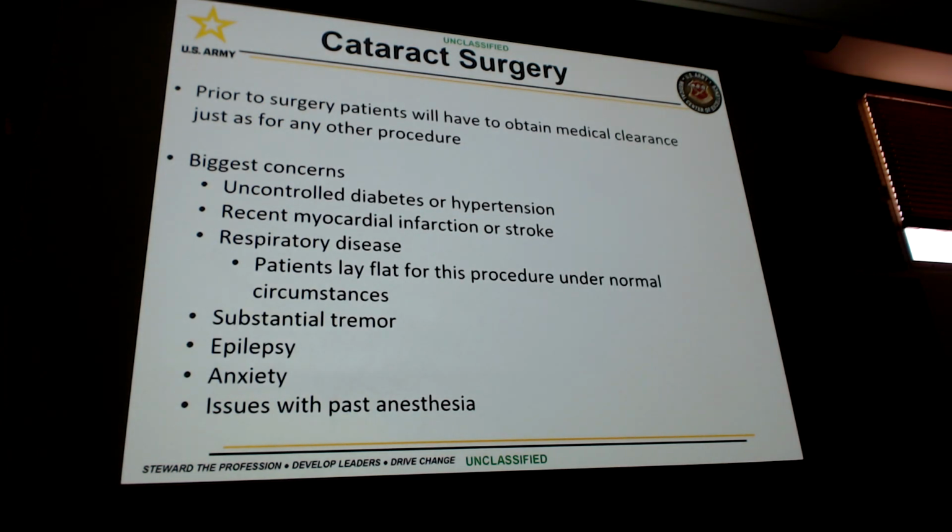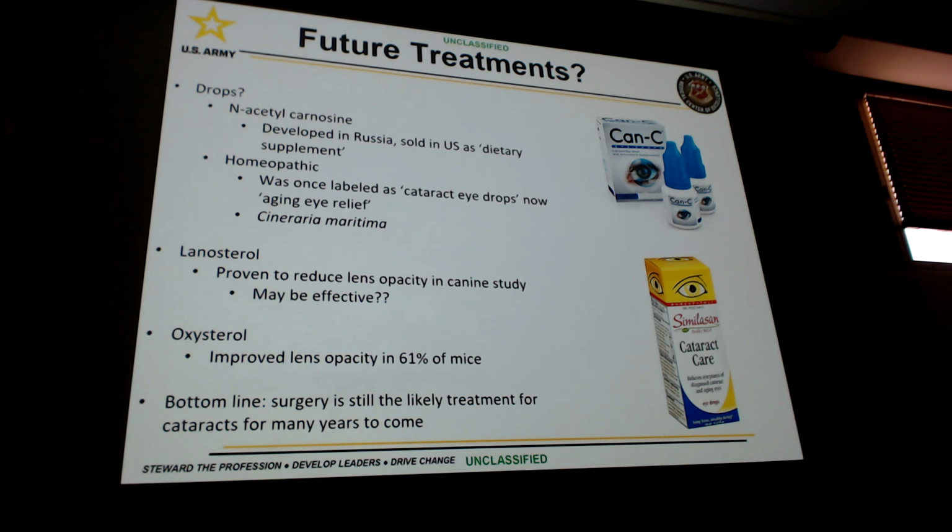These are concerns from a surgical standpoint. If your eyeball is not stable, they don't want to do cataract surgery on it, but most patients are able to get the procedure done. Okay. Future treatments, drops, probably not. All of those are homeopathic things and they don't work. A couple other things listed here. Overall, the bottom line, surgery is the main treatment here in America and worldwide, and that's probably not going to change in our lifetime.